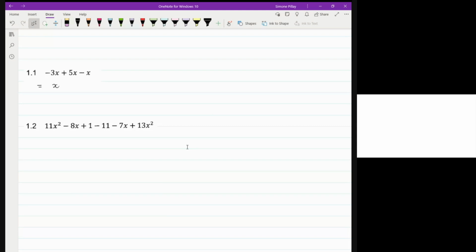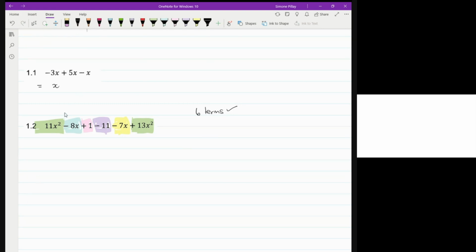Six terms, 7 terms. Let's count. So I'm just going to highlight them all right now. We have 1 term, 2 terms, 3 terms, 4 terms, 5 terms, and 6 terms. Okay, so there are 6 terms. We know how many terms.